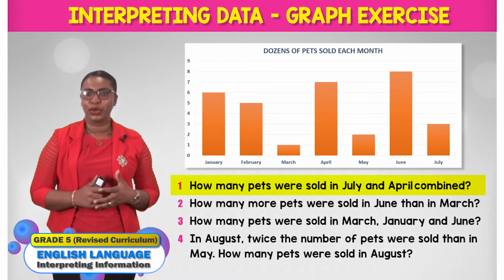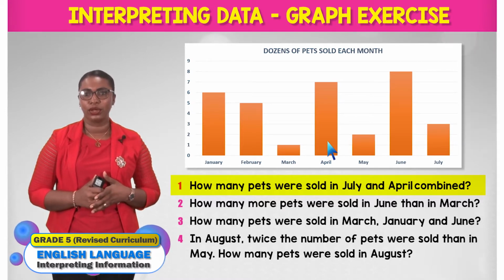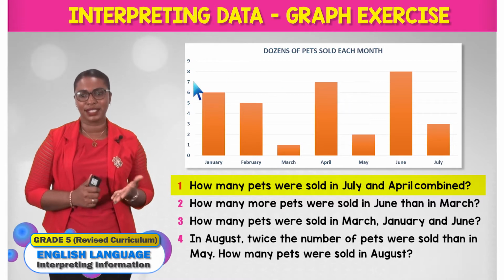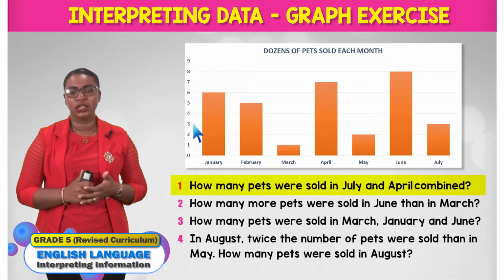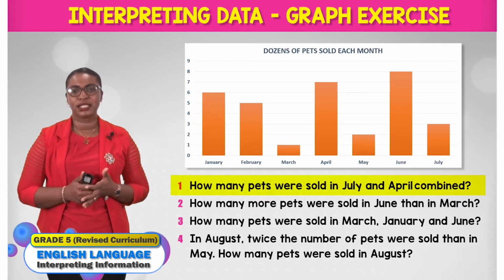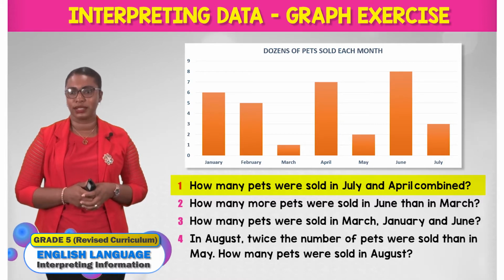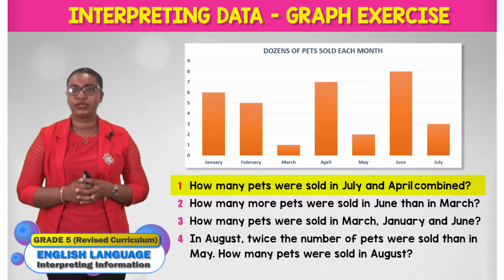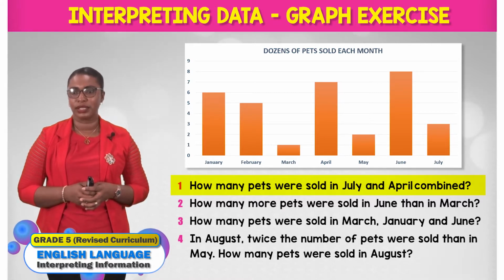So let's look. We're looking at July and April. In April, we had 7 dozens. And in July, we had 3 dozens. Now, what would you have to do to find the information? You would have to find, for the 7 dozens sold in April, how many pets in all does that represent? Then, for the 3 dozens sold in July, how many pets does that represent? And you will do your calculation.